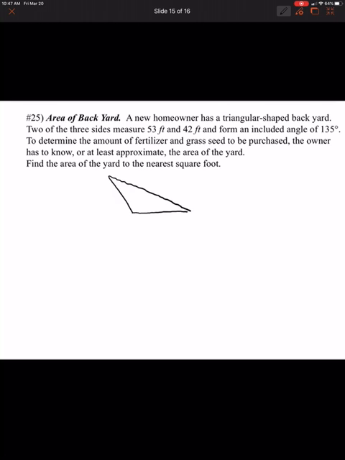So let's draw that in here. Here are our two sides of 53 feet and 42 feet, and the included angle would be this angle, which is 135 degrees. So we want to find area. We know area is equal to 1/2 times base times height, and we have the base of the triangle. The base is 42 feet in length.